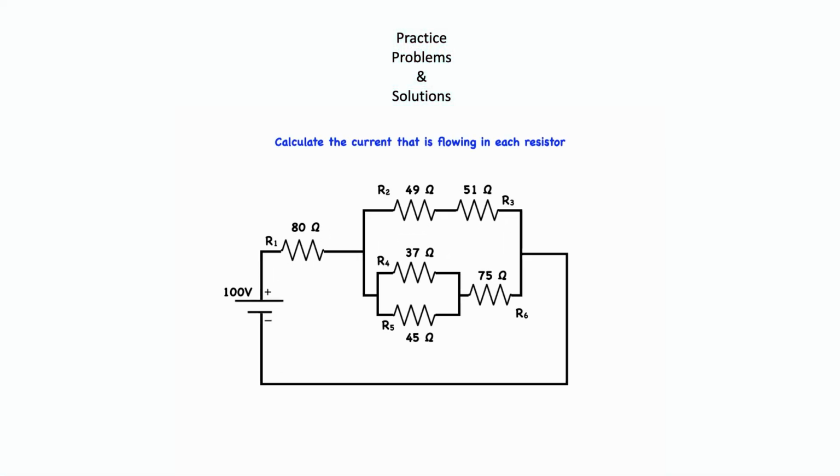Problem number 9 requires us to calculate the current that is flowing in each resistor. The logic here will be to replace all the resistors with one equivalent resistor, then find the current through that resistor, which is the current for the total load. Subsequently, then, reversing the process, we calculate the current in each branch, which then allows us to calculate the current in each resistor. To begin, we find the parallel resistance of the resistors R4 and R5, which is 20.3 ohms.